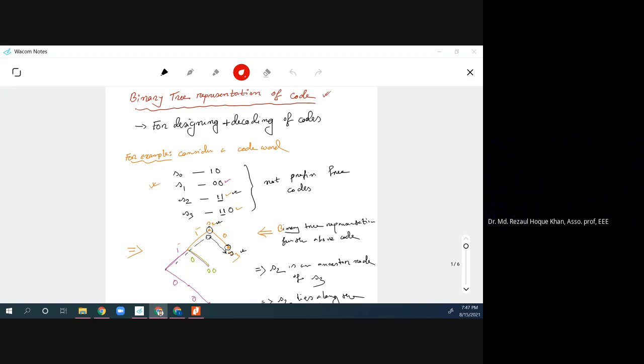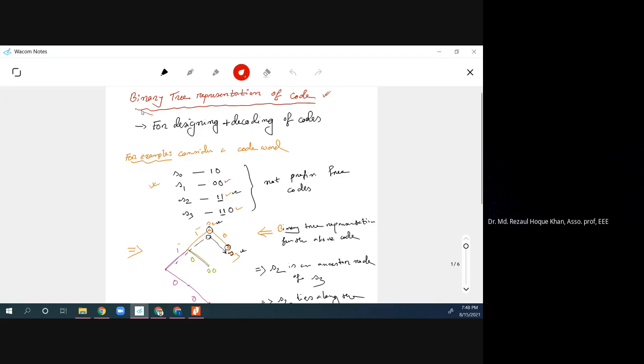Welcome to our new lecture. This is actually a continuation of the previous lecture. What we learned in the previous lecture is prefix-free coding. We have seen that we need a prefix-free source code so that the code can be decoded exactly, precisely, and error-free, right? So today we will study binary tree representation of code.